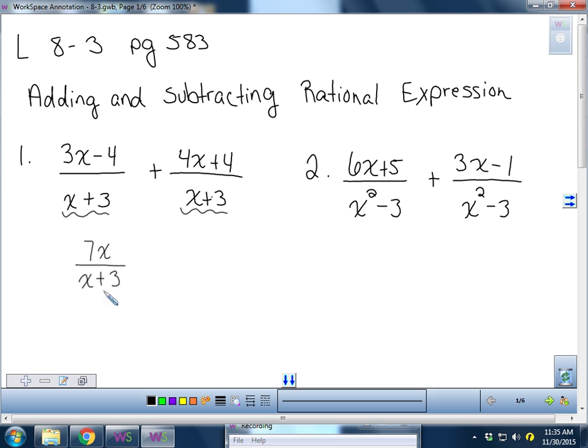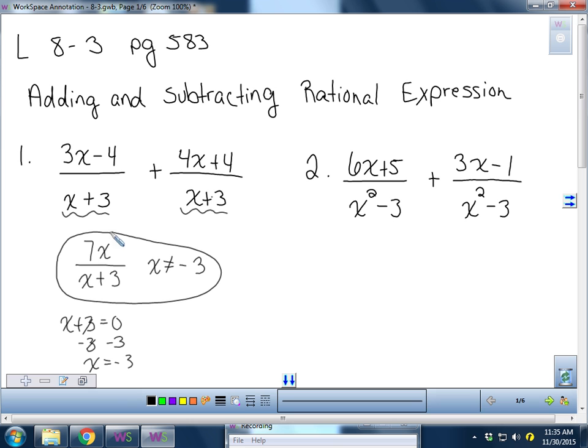The other thing I have to think about are any values that would cause a problem. So for instance, since I have an x plus 3 in the denominator, I would set that denominator equal to 0 and solve for x. That shows me that x cannot be equal to negative 3, because if it were, negative 3 plus 3 would give me a 0 in my denominator, and we know that is not possible. So we always want to check for those issues.